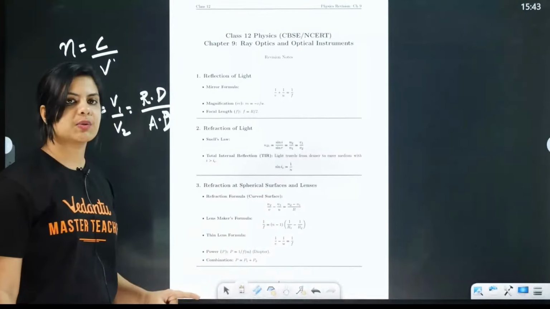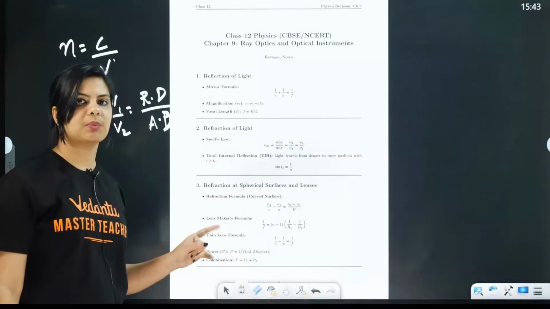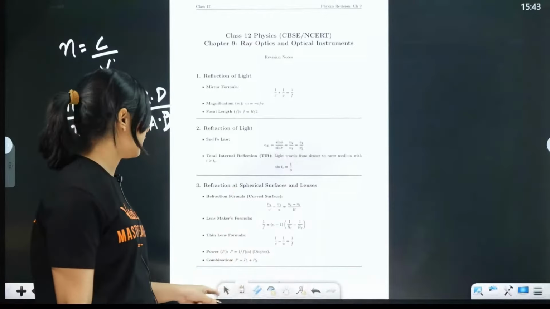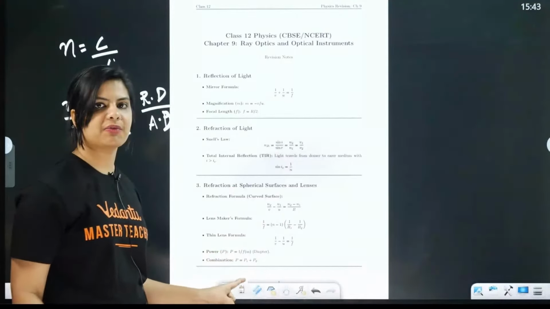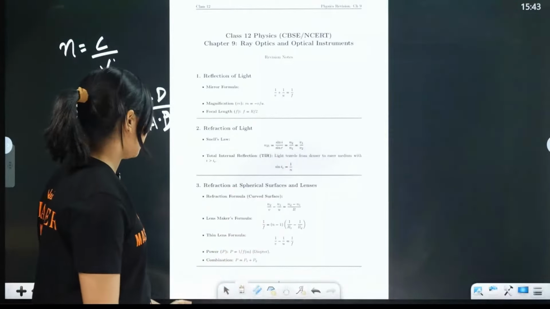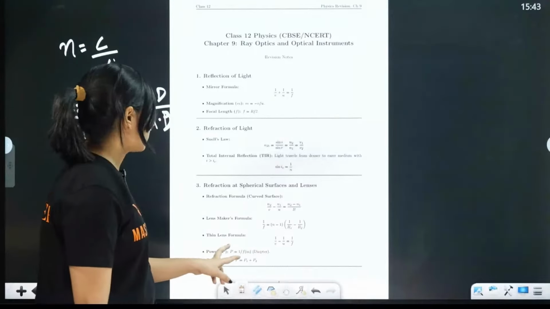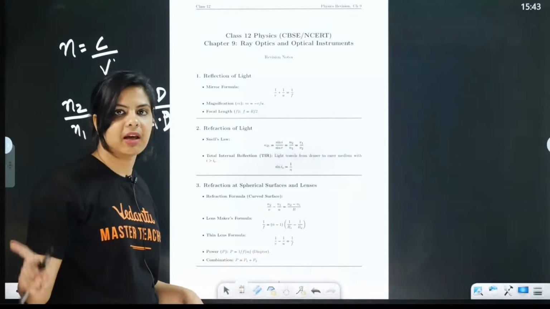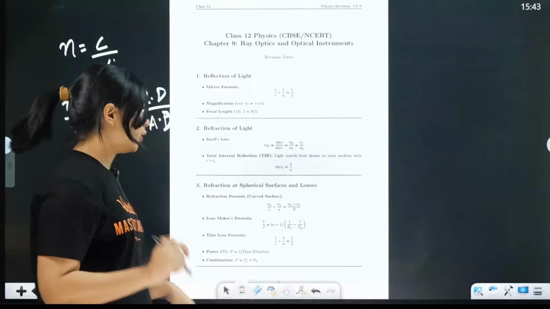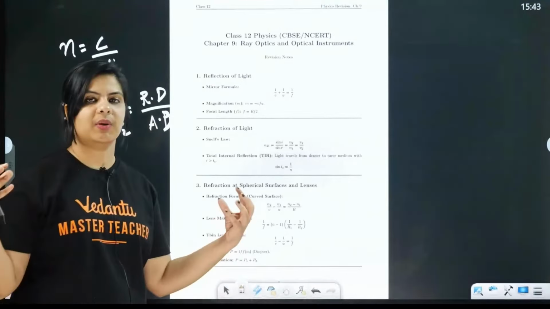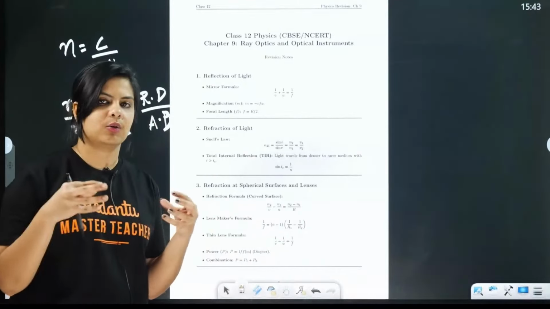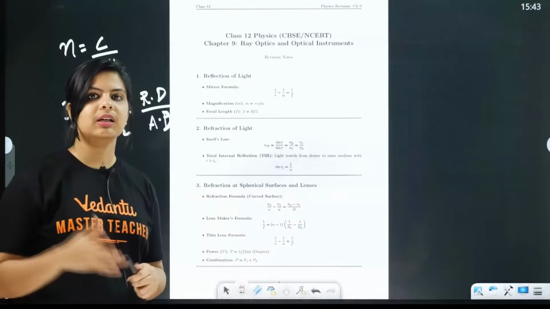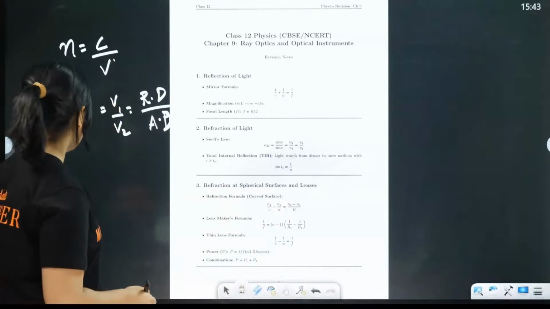Next, the lens maker's formula: 1 by F equals N minus 1 into 1 by R1 minus 1 by R2. Thin lens formula: 1 by F equals 1 by V minus 1 by U. Next, power is nothing but 1 by F, which has to be in meters, otherwise it is 100 by F. Okay, and its unit is diopter. If you are combining 2 or 3 lenses, you can just add the powers, P1 plus P2, etc.